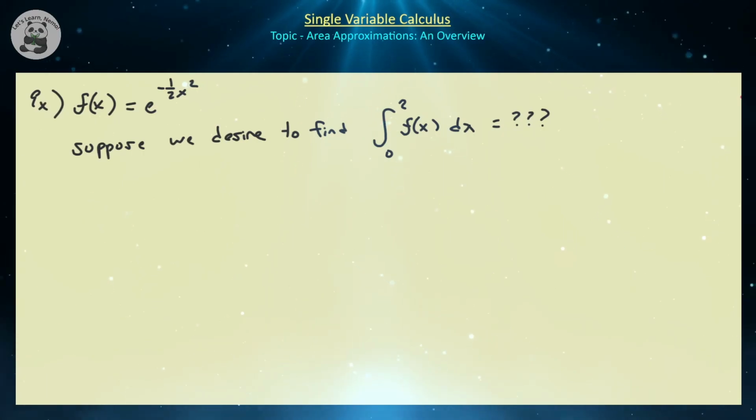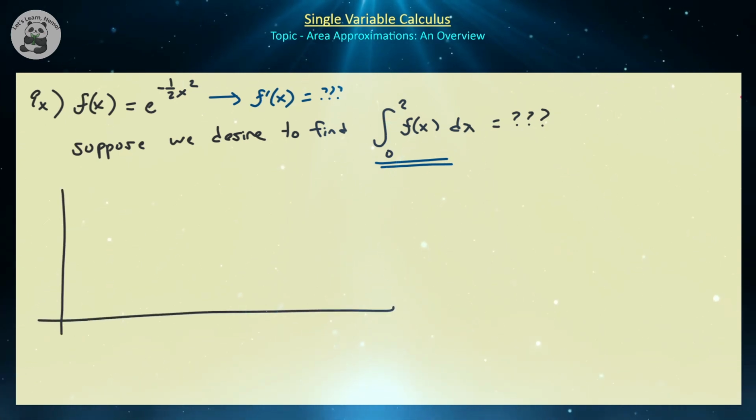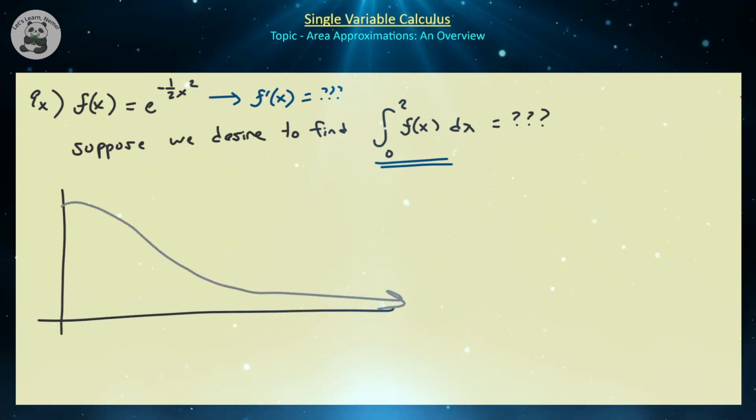Let's do an example. Suppose we have the function f of x equals e to the power of minus 1/2 x squared. I highly recommend you try and find the derivative of this, because this is going to tell you whether it's increasing or decreasing on some subinterval of interest. So let's assume that we desire to find the area underneath the curve from x equals 0 to x equals 2. Using some basic graphing strategies, you should be able to justify that the graph of this function pretty much looks like this, almost like the right side of a bell curve.